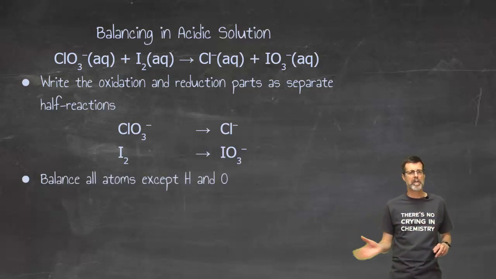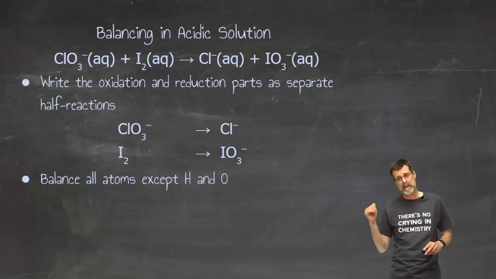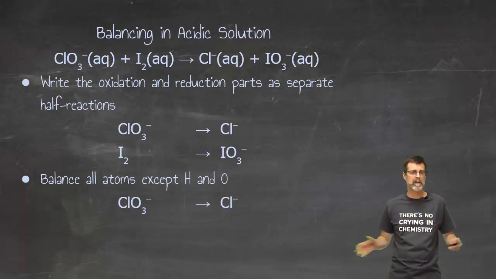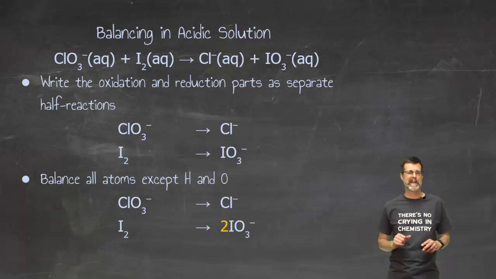Going to balance all the big atoms, everything except hydrogen and oxygen. So in this case, the chlorine is already taken care of. There's one on either side. But the iodine, there's two on one side and one on the other. One, none, two. So I have to balance the iodine on the product side. Okay, big atoms are taken care of.